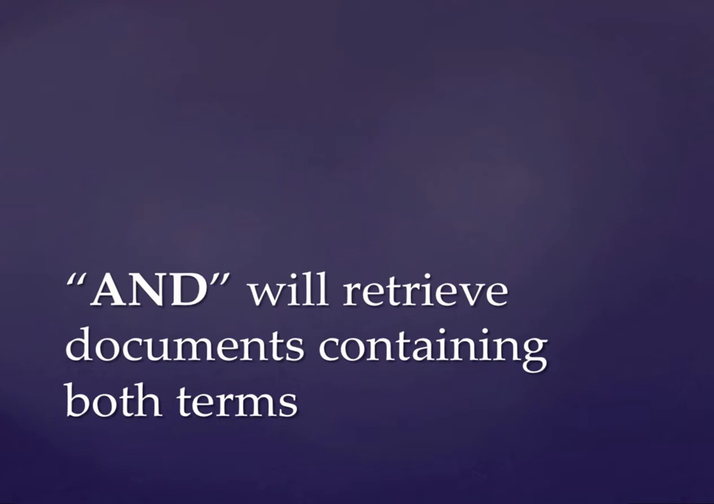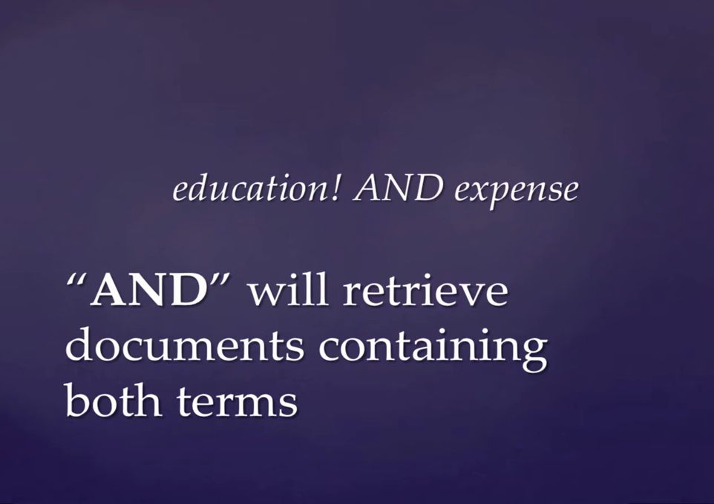In contrast, AND is a connector that limits your search because it will retrieve documents containing both terms. For example, if we search for education AND expense, we will only get documents that contain both of these terms.